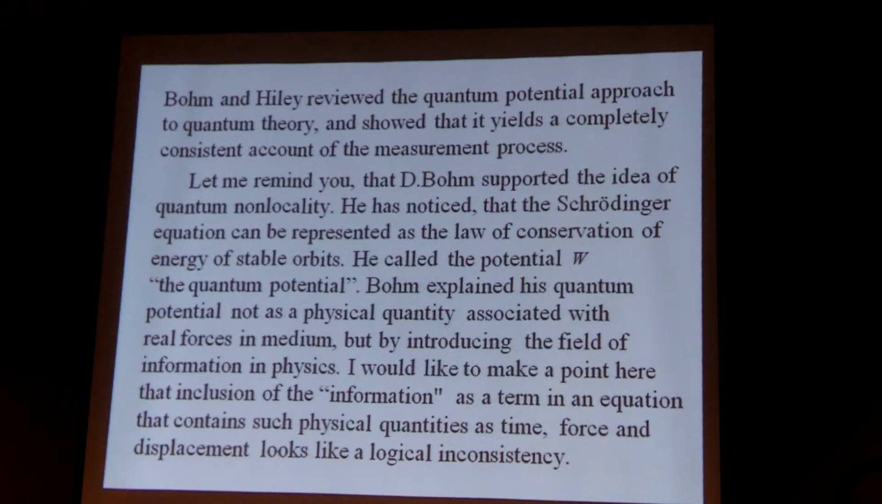Bohm explained his quantum potential not as a physical quantity associated with the real forces in a medium, but by introducing the field of information in physics. I would like to make a point here that inclusion of information as a term in an equation that contains such physical quantities as time, force, and displacement looks like a logical inconsistency.